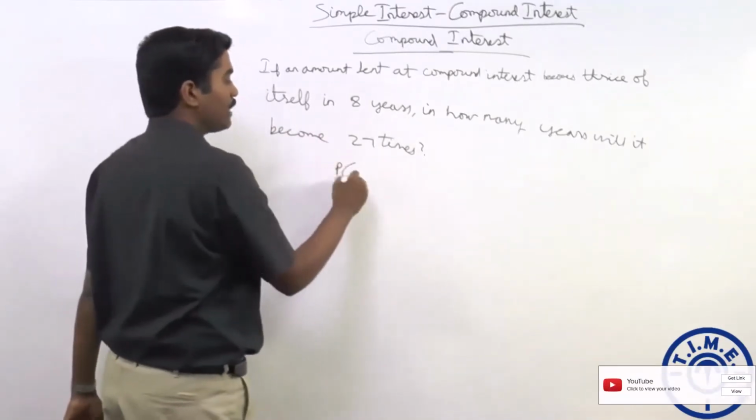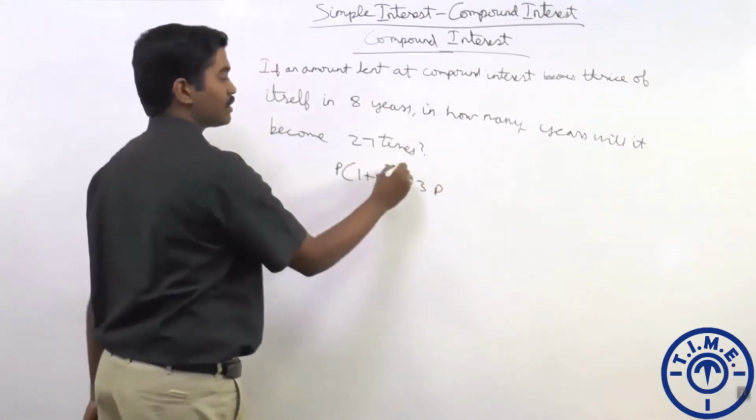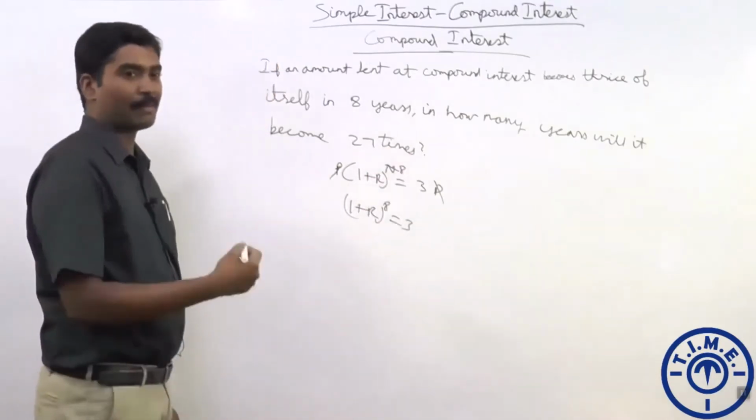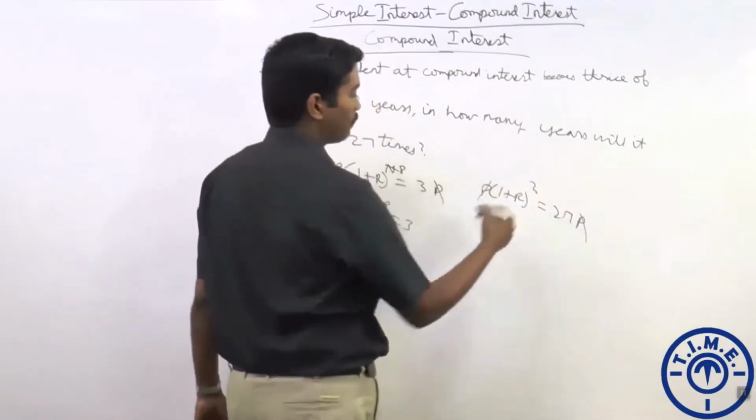What I'm being told is P into (1 plus r) whole power n is equal to 3P, where n is 8, because the amount becomes thrice of itself in 8 years. Now, (1 plus r) whole power 8 is 3. Now, in how many years will it become 27 times of itself? It will become 27 times of itself when P into (1 plus r) whole power, I don't know how many years, is 27P, right? Which means (1 plus r) whole power something should be 27.